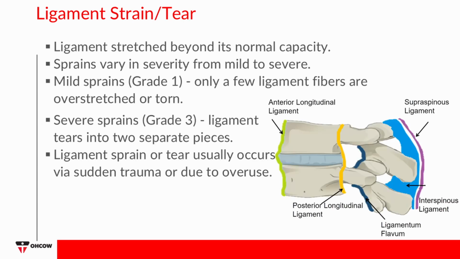Ligament strain or tear. Ligaments connect bones to provide stability of the joints. When a joint is destabilized, a ligament may become stretched beyond its normal capacity, usually resulting in a tear of the ligamentous fibers, known as a sprain. Sprains vary in severity from mild to severe. Mild sprains are where only a few ligament fibers are overstretched or torn, grade 1. Severe sprains are where the entire ligament tears into two separate pieces, grade 3. A ligament sprain or tear usually occurs via sudden trauma but may also occur due to overuse, continued stress placed on tissues with inadequate recovery.